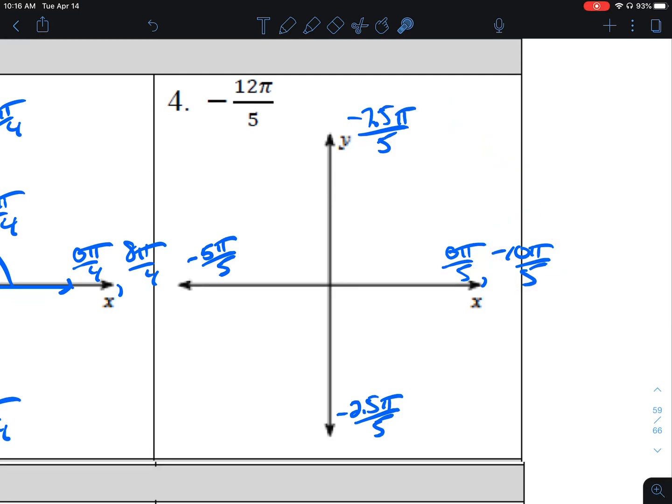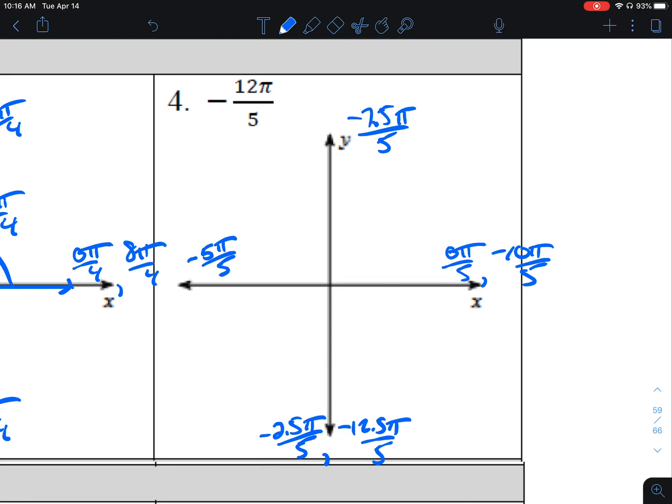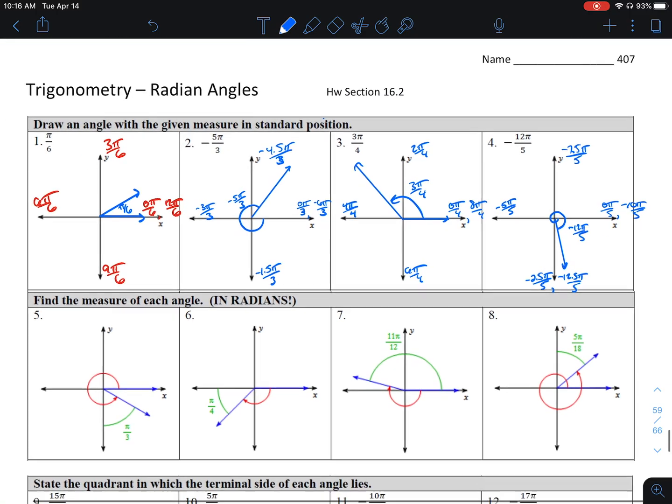Now at this point, we haven't gone far enough, because negative 12 pi over 5 doesn't fall between any of these numbers. So if we continue, this next quadrantal angle is going to be negative 12.5 pi over 5. Both of these are referring to this negative y-axis. So the angle that we're making makes a complete revolution and then stops just short of the negative y-axis. This is negative 12 pi over 5. You could have also found a coterminal angle with this. Well, yeah, let's not do that. Let's leave it as it is.